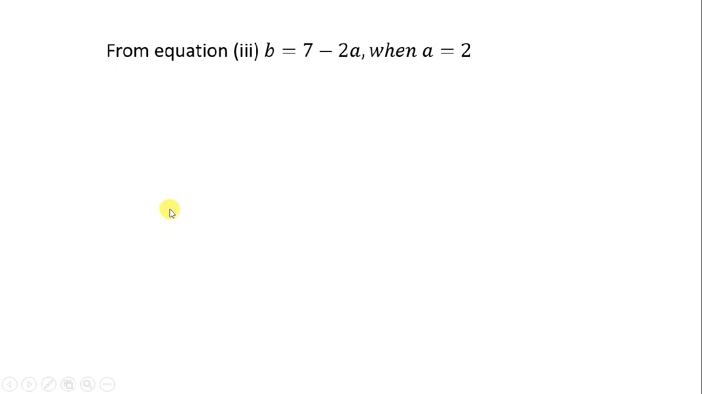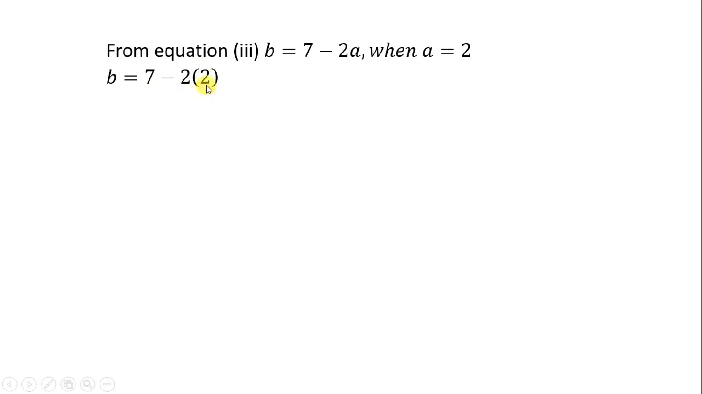Are we going to leave it there? No, we'll continue. We are supposed to find the value of b. So we are going to say from equation 3, where we made b the subject, b is equal to 7 minus 2a. When a is equal to 2, to find the value of b, we are going to substitute 2 where there's a. So our b will be equal to 7 minus 2.